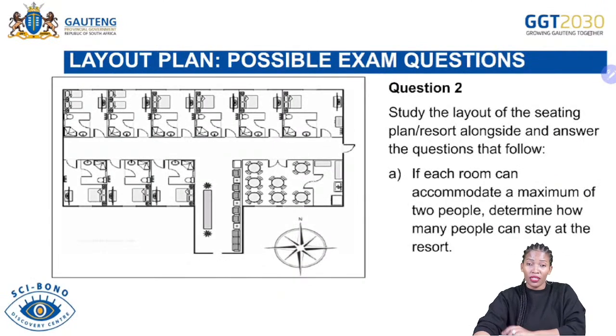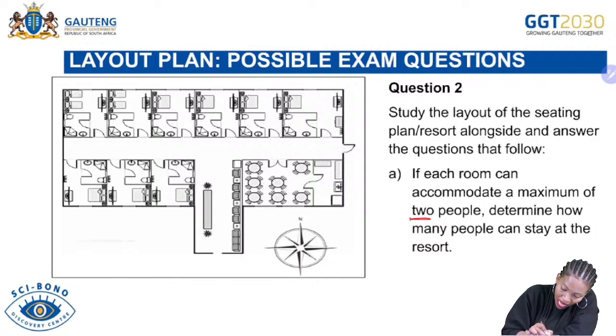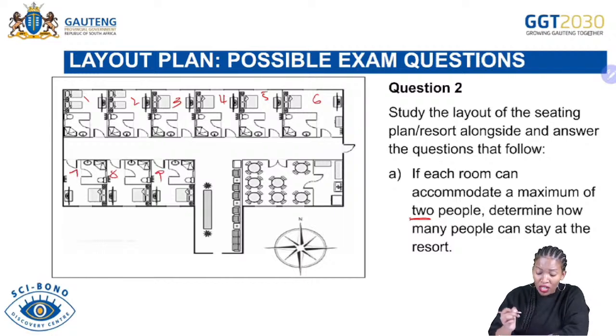So here is a possible exam question. They say study the layout of the sitting plan of the resort alongside and answer the questions that follow. So A, if each room can accommodate a maximum of 2 people, determine how many people can stay at the resort. First of all, let's determine how many bedrooms we are having. We've got 1, 2, 3, 4, 5, 6, 7, 8, and 9. So in total, we've got 9 bedrooms.